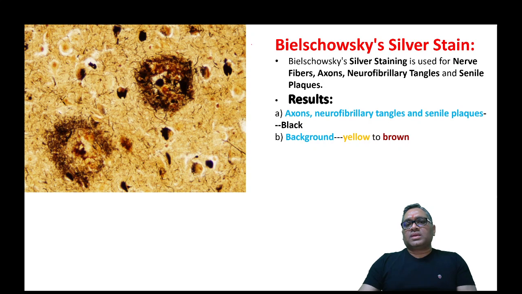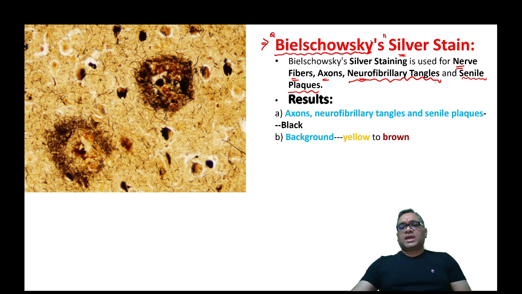Moving on to the next one, again a silver based stain, which is called Bielschowsky stain. This was an exam question also. So remember, this is the Bielschowsky silver stain. Here also you can see silver is present. This is also used for nerve fibers, axons, neurofibrillary tangle. That was the question in exam. Neurofibrillary tangle and senile plaque, right? So neurofibrillary tangle, senile plaque, axons, all these things will be what color?